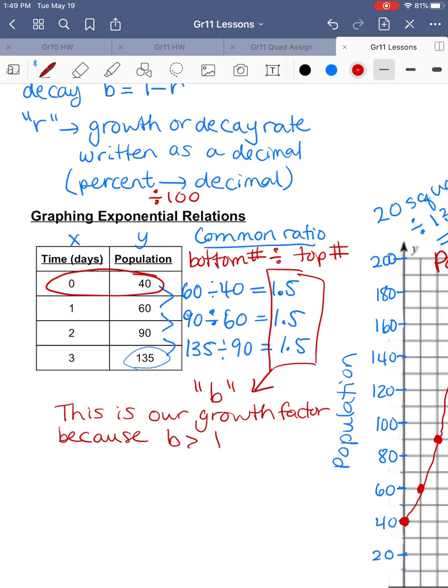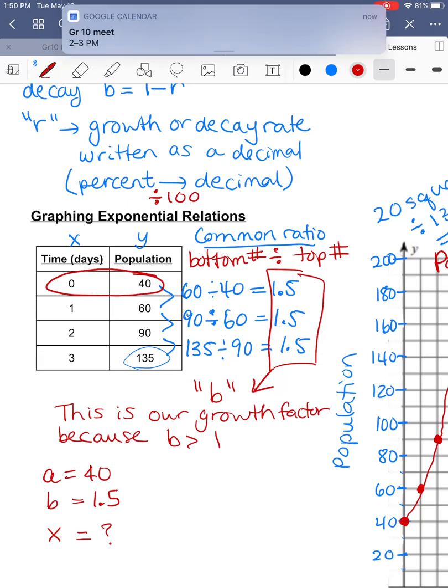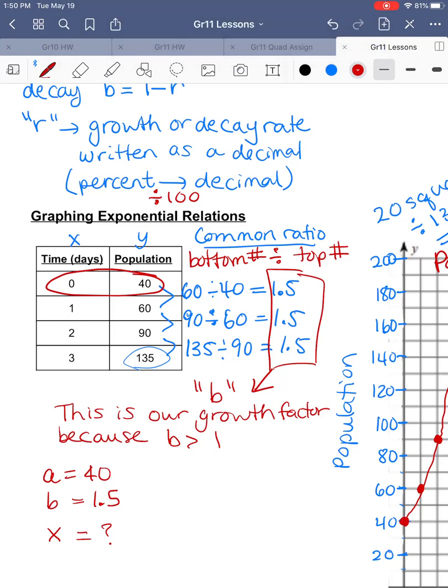So let's write down what we know so far. So A is 40, B is 1.5, and then x. We don't know what x is, and we don't need to know it in order to write the equation, because we're just writing a representation of all scenarios. If we wanted to, we could put in a number for x and then figure out what the population would be after a certain amount of time.